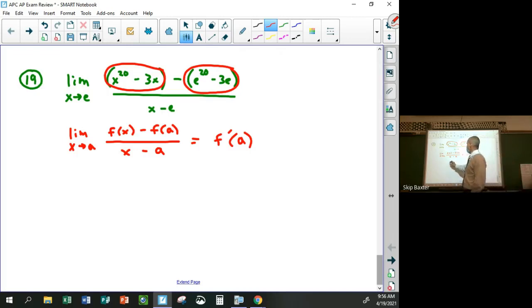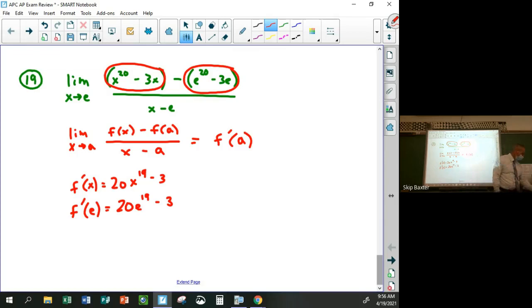So this answer is just going to be the derivative of f of x, 20x to the 19th minus 3. So this is f prime of x, evaluated at e. So f prime of e would be 20e to the 19th minus 3. That's choice B.